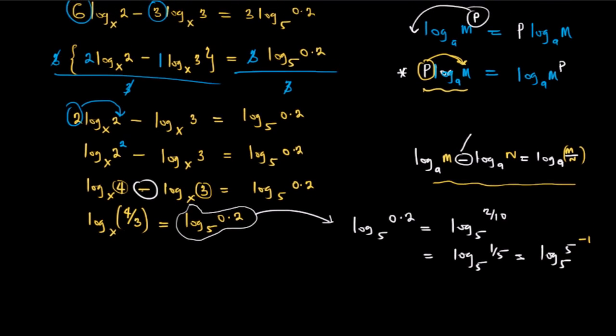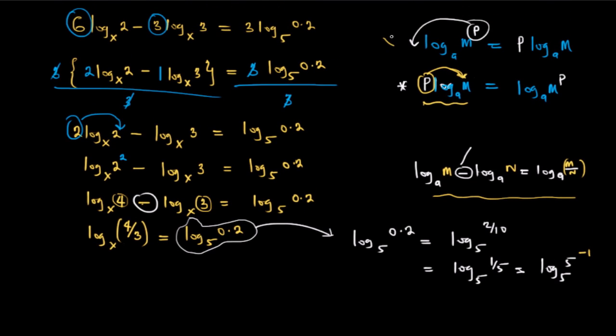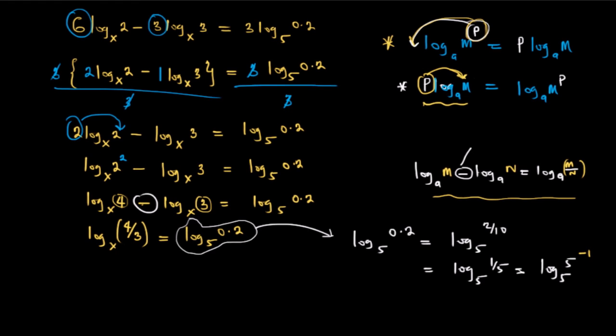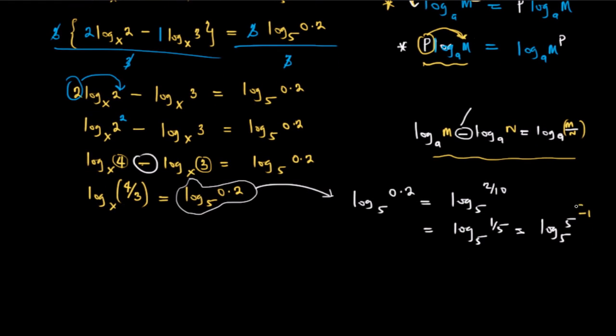So again, we lay credence to the law of logarithm, which says that anytime you have a number with an exponent inside the logarithm, you can bring the exponent out front so it becomes the coefficient of the logarithmic term. So I can bring this to this place here, so this becomes -1 times the log to the base 5 of 5.